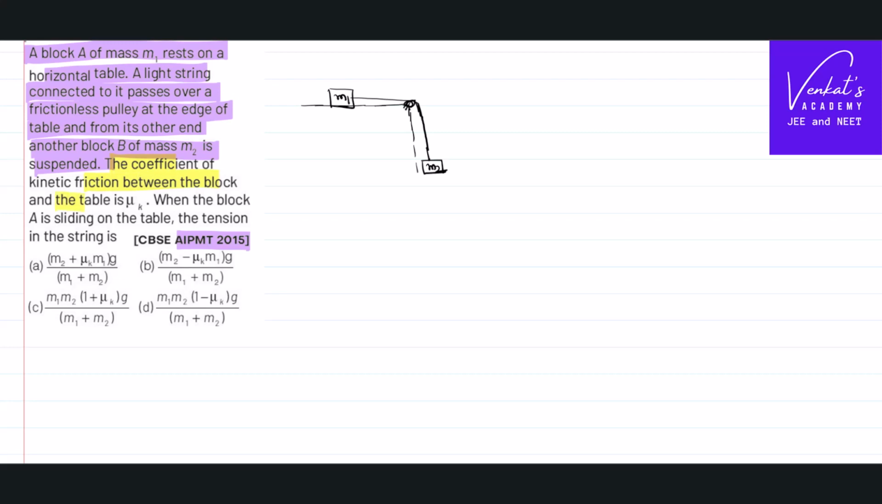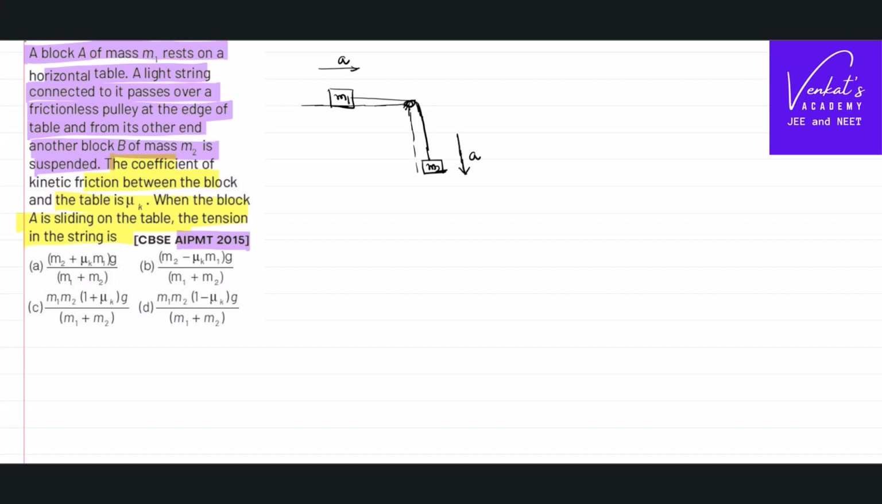on the horizontal surface. When the block A is sliding on the table, what is the tension in the string, right? So it is moving. What happens when it is moving? Let's try to understand that. So when the block A is sliding, this is also moving down. So this is coming down with an acceleration, so that this will move towards the right with an acceleration.